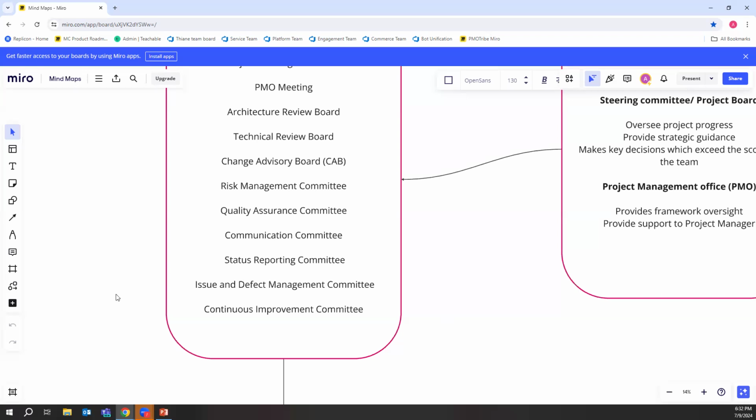And then continuous improvement committees, these are very important. Traditionally on a waterfall project, we generally have a post-mortem at the end of the project, and we use that data, that feedback, that process we go through, to help us improve going into the next project. In an agile project, we have retrospectives, where we get together and understand what went well and what didn't go well, so that we can improve going forward to the next piece of work.